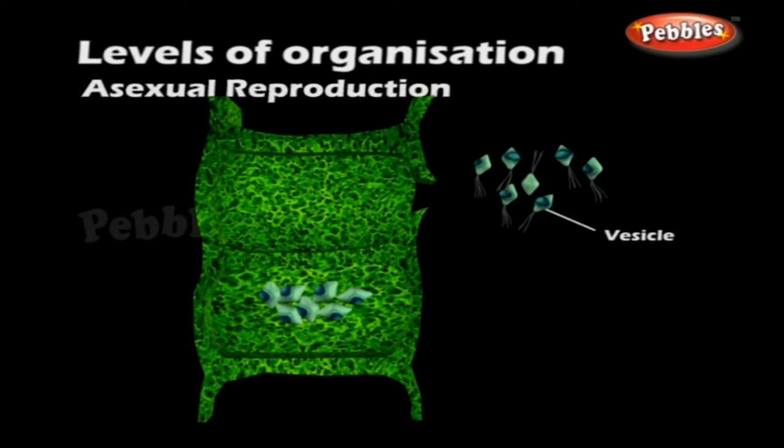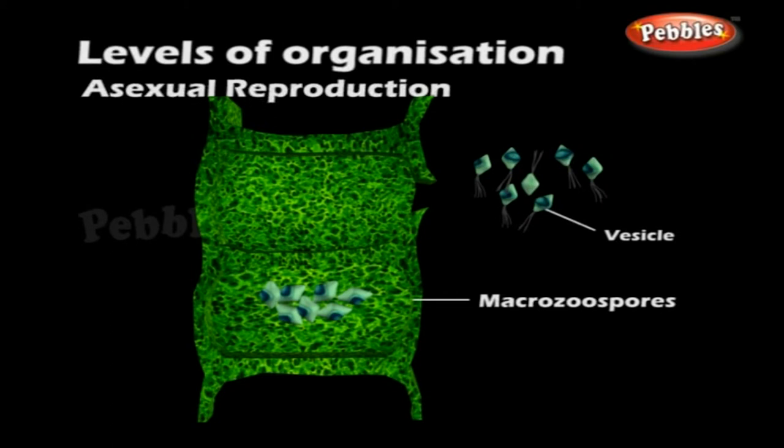Each zoospore is quadriflagellate, which means having four flagella. If the zoospores are larger in size, they are called macrozoospores, and if they are smaller in size, they are called microzoospores.